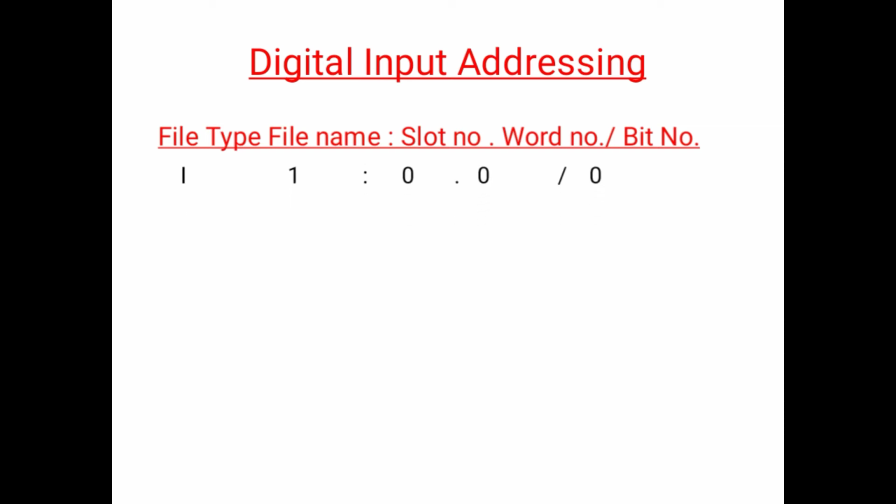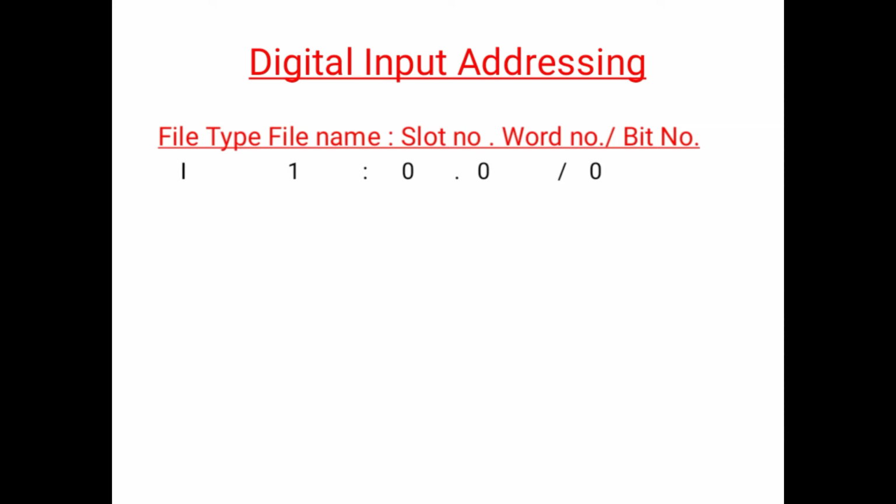For input the file type is I, because I is for input. File name is 1 by default, then colon, slot number is 0. I have told you there are no slots in a compact PLC, so I name slot number 0 for a compact PLC, dot, word number 0, the first word is 0. Suppose we have 16 inputs, these will be covered under one word. So the word number will be 0 and the first bit is 0. So this is the addressing for the first input: I1:0.0/0.